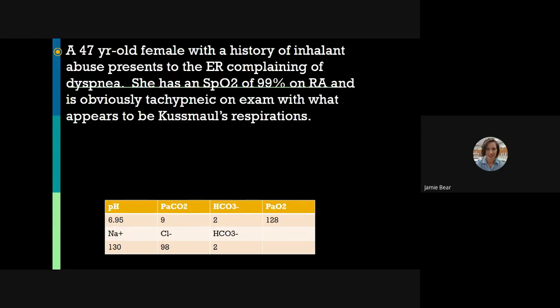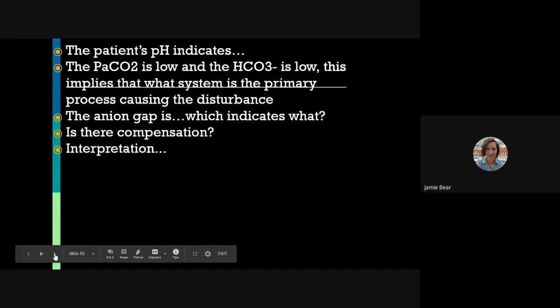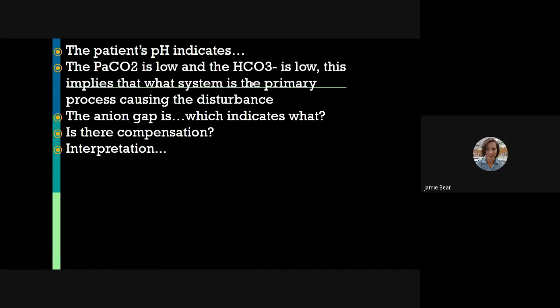Her sodium level is 130, her chloride level is 98, and her bicarbonate level is 2. So the pH indicates acidosis. The PaCO2 is low and the bicarbonate is low. So this implies that the metabolic system is the primary disturbance.